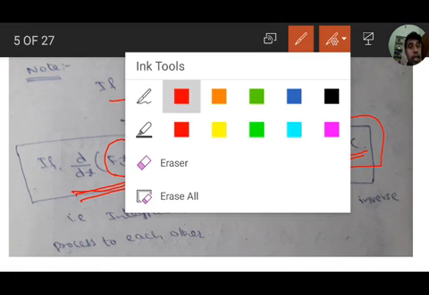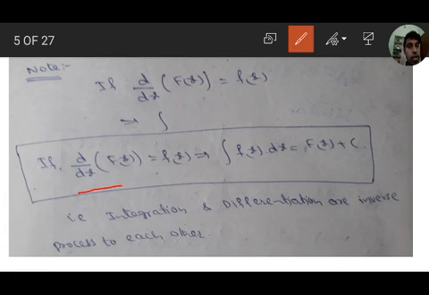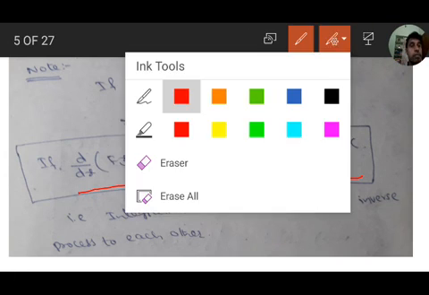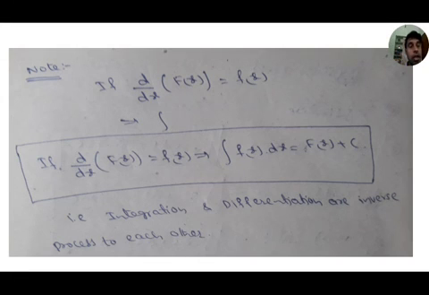Therefore, derivative of capital F of x equal to small f of x, then integration of small f of x dx equal to capital F of x plus c, which means integration and differentiation are inverse to each other. This is very important.